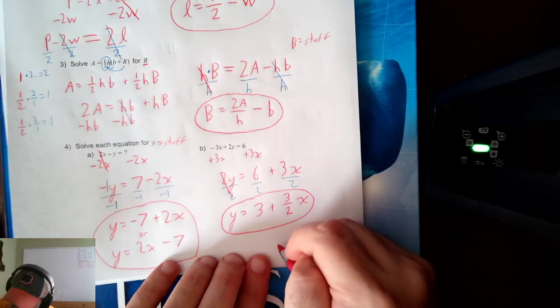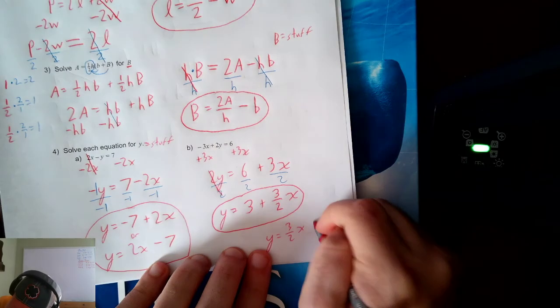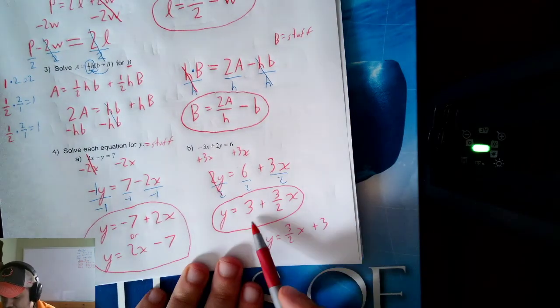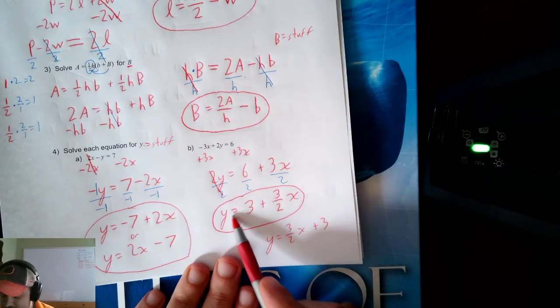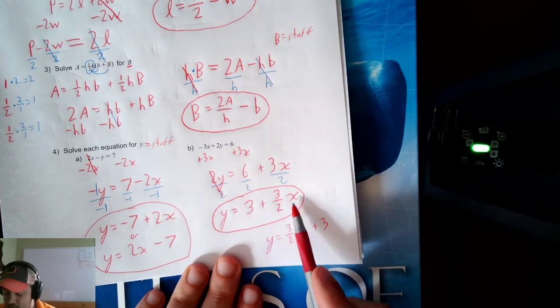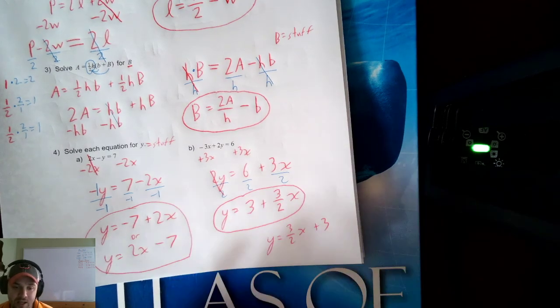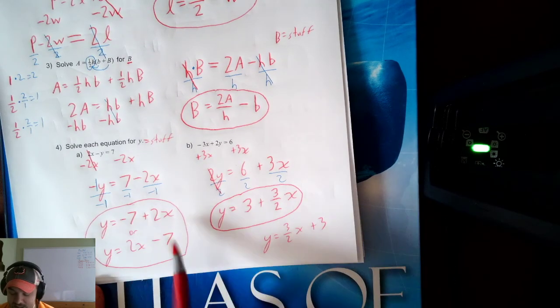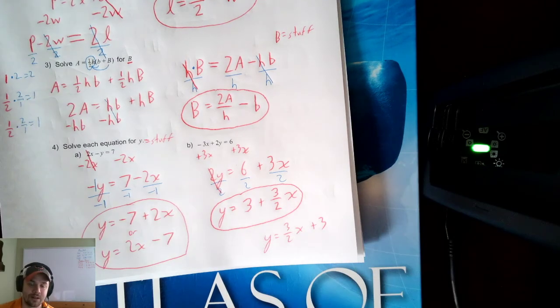Similarly here, you could write y equals 3 halves x plus 3 instead. The order is totally aesthetic. As long as you keep the signs the same, you can move your x term in front if you want. They're both positive, so I just keep them both positive. In the previous problem, I had to be careful that the 7 was still the negative one. It's still being subtracted.